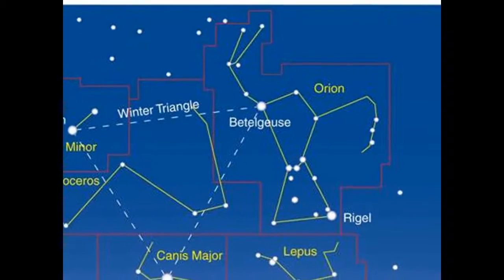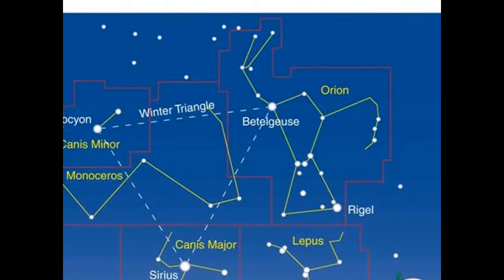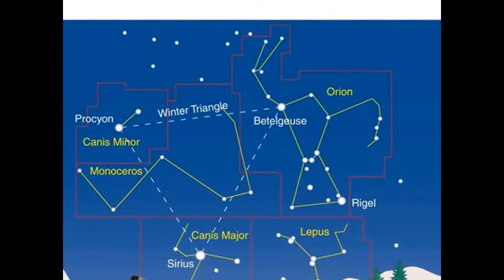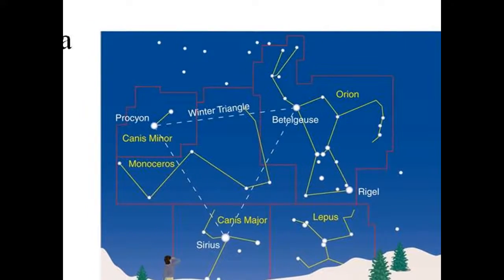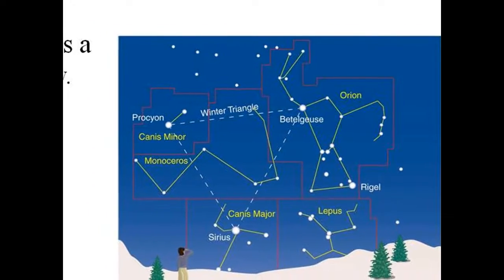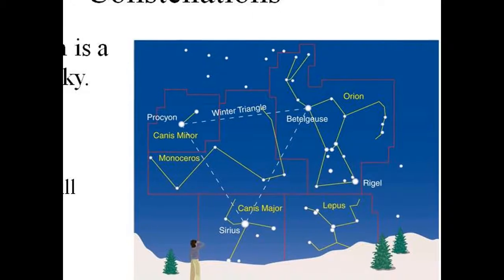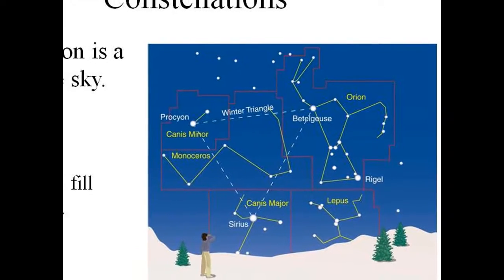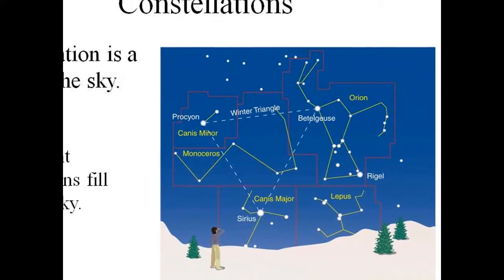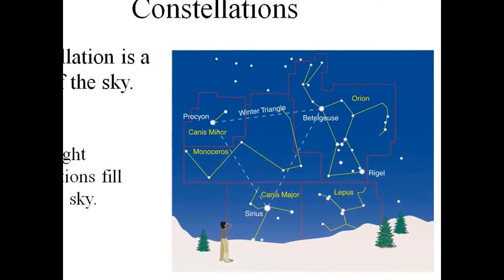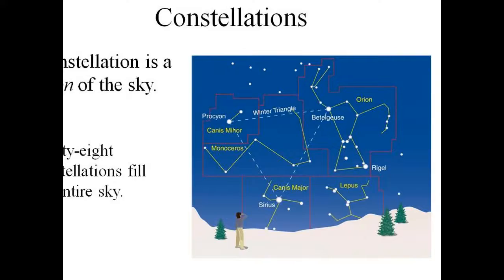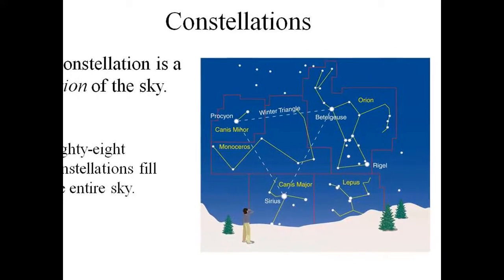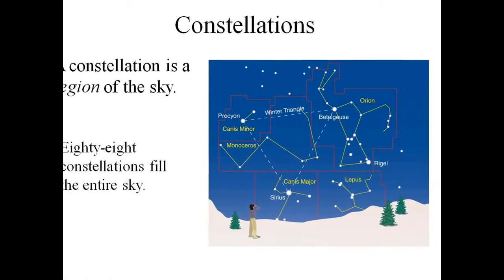The boundaries were set up in the 1920s, officially established by the IAU, that's the International Astronomical Union, and that's the official governing body that was established by international treaty that is charged with naming things in the sky, and it defined the constellations in the 1920s or so. And there are 88 of those spread throughout the sky.